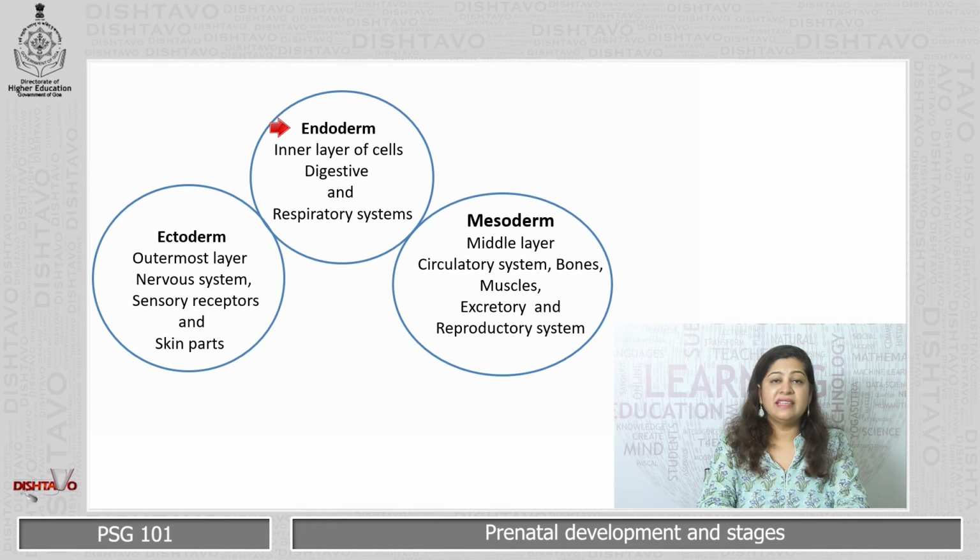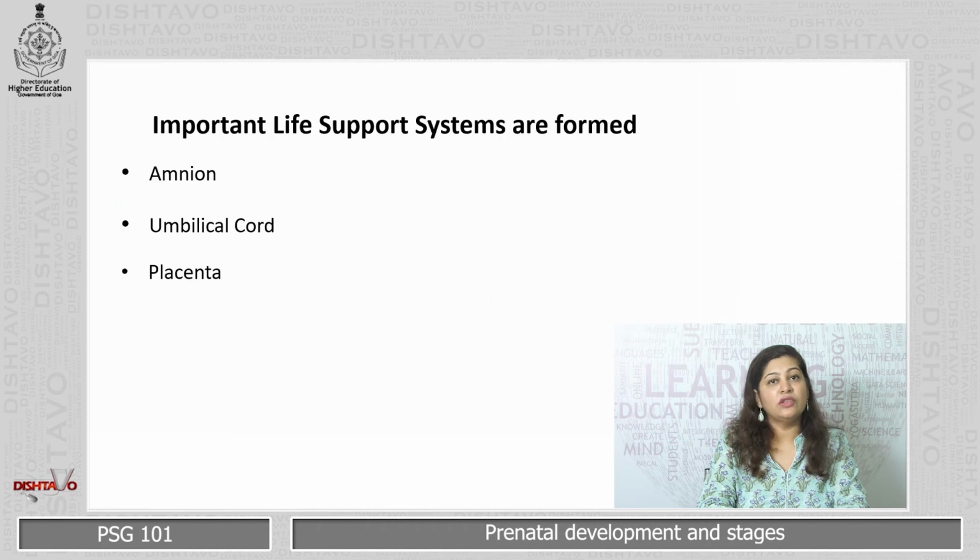The endoderm is the inner layer of cells which changes into the digestive and the respiratory systems, while the mesoderm is the middle layer of cells which becomes the circulatory system, the bones, the muscles, excretory and reproductive system, while the ectoderm, which is the outermost layer of cells, changes into the nervous system, sensory receptors and skin parts. Important life support systems are also formed during this period. These include the amnion, the umbilical cord, and the placenta.